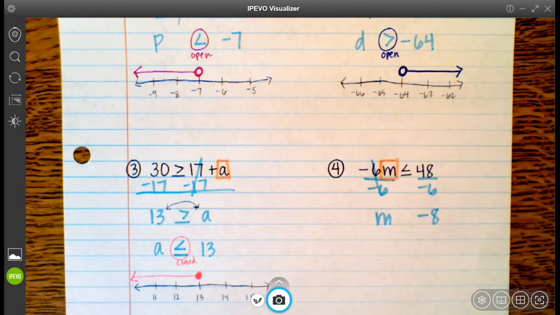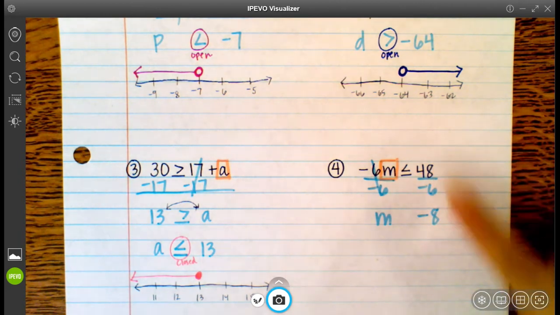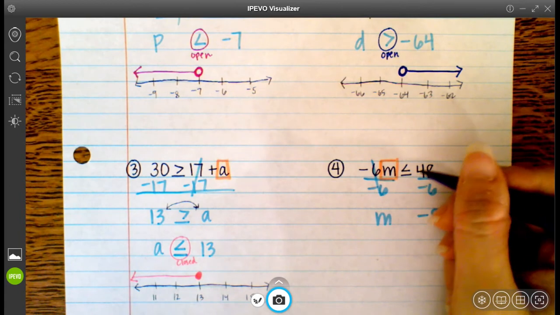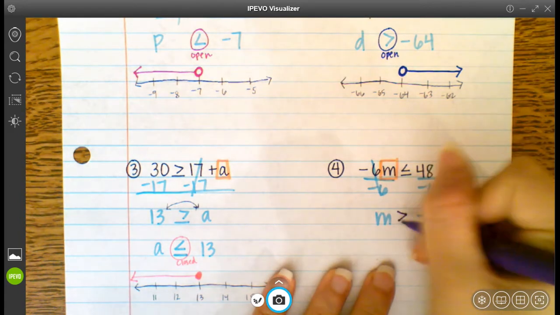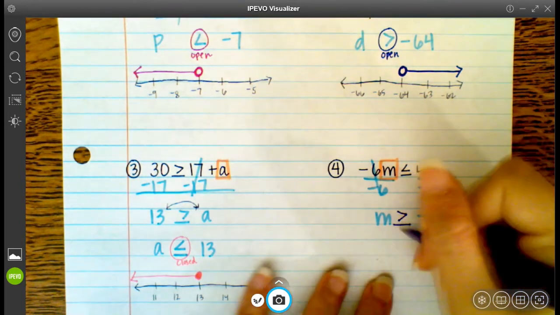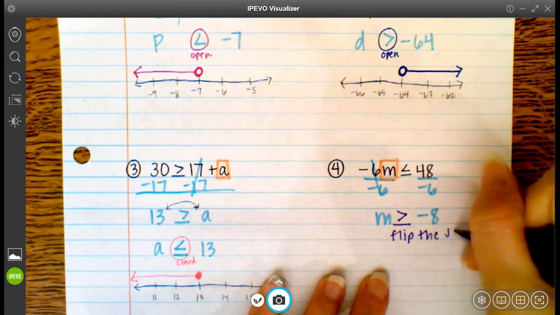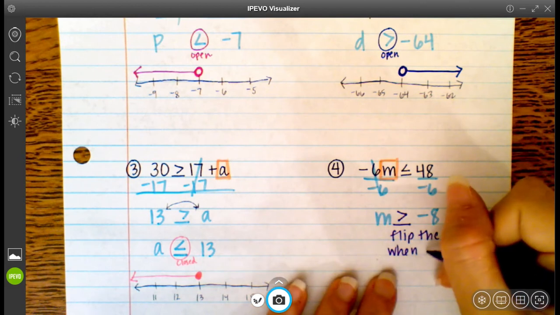Positives are on the right side of 0, and negative numbers are on the left side of 0. So you've gone from positive numbers now to negative numbers, which means we have to have something happen to our symbol. So since we went from positive to negative, our sign has to swap. So we flip the sign when we divide.